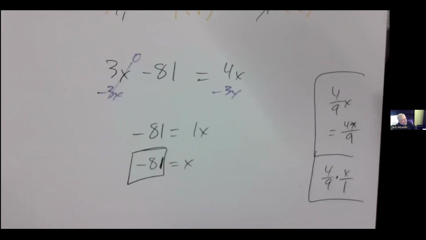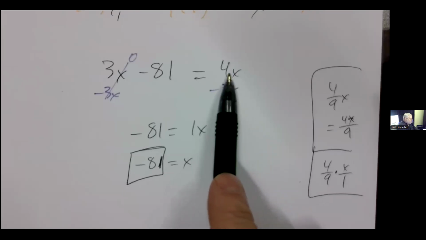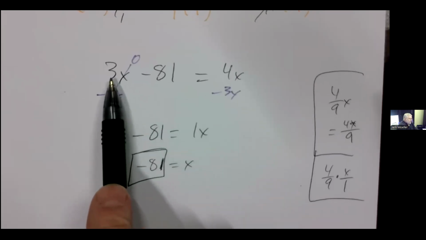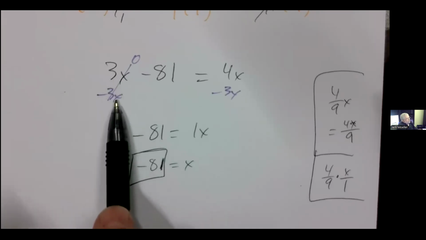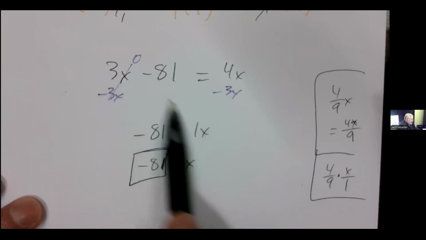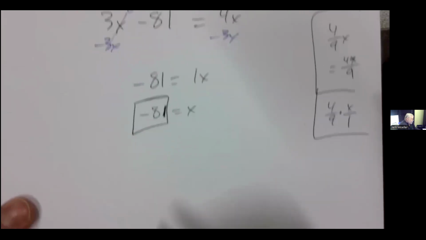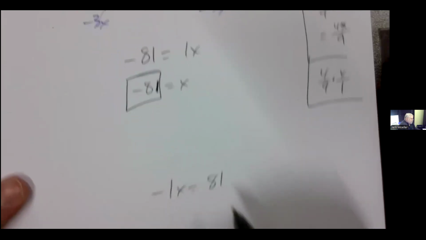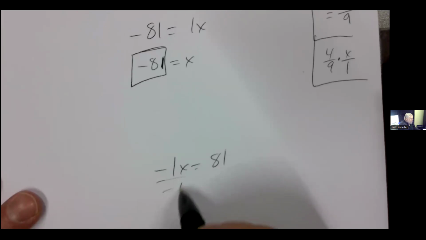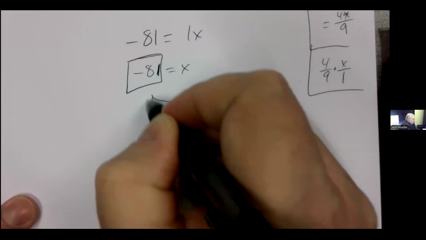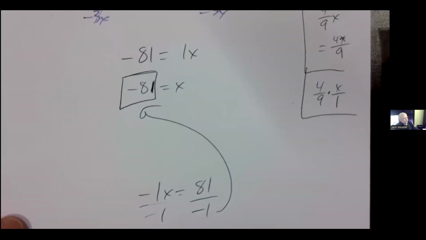Or we just get minus 81 equals x. You could have subtracted the 4x over, and 3x minus 4x would have been minus 1x. Then you would have added the 81, and so then you would have had minus 1x equals 81. And then you would divide both sides by -1, which gets us right back to the same answer.